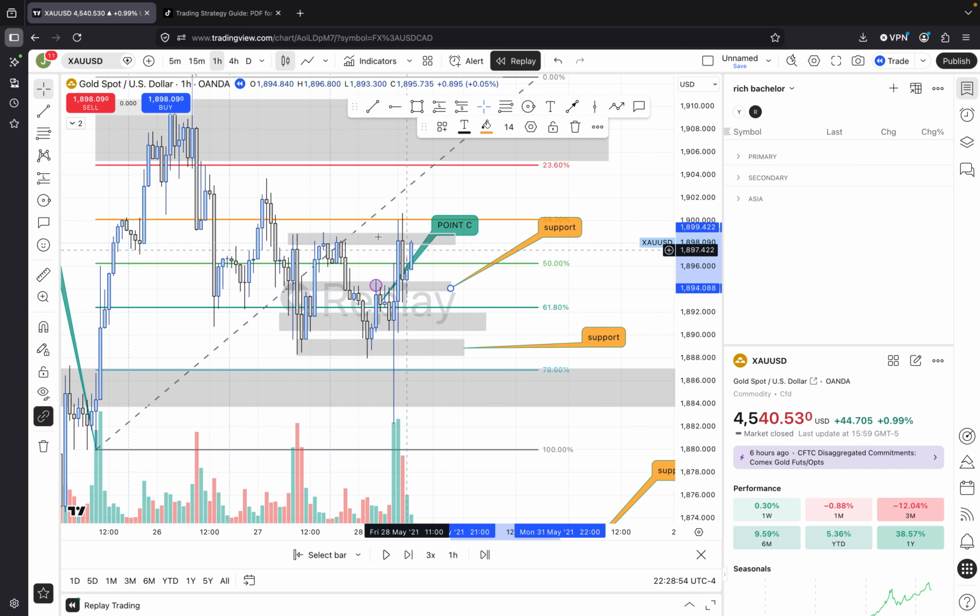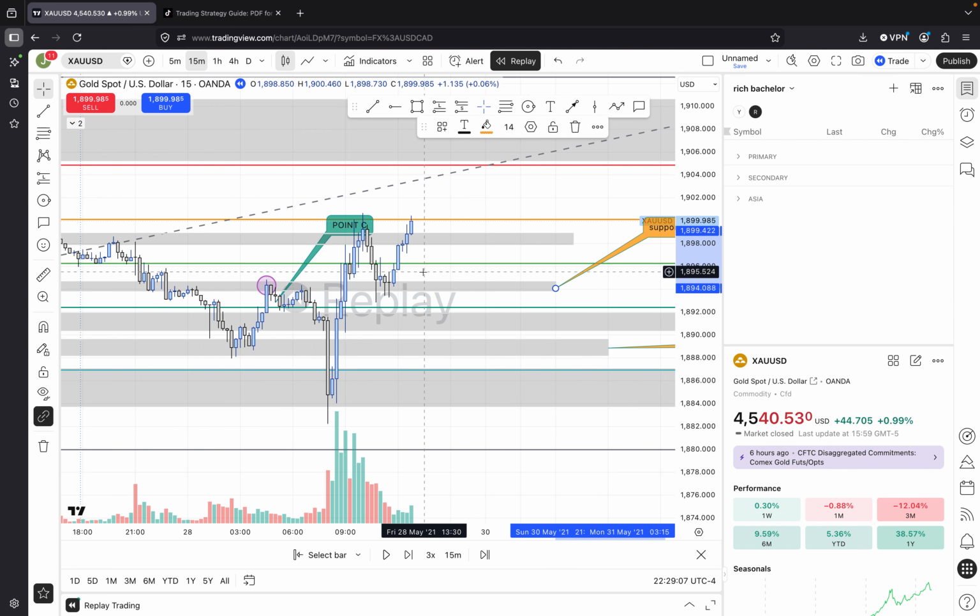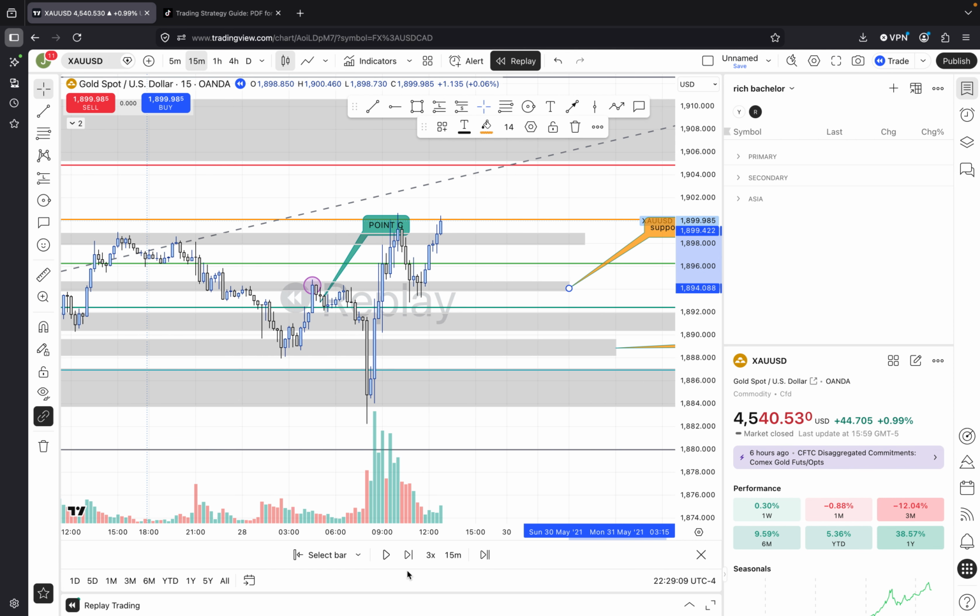Again, this is still not within our resistance. It hasn't broken just yet because it could easily chop back down. So we want to make sure that we get this resistance broken. Cool, resistance broke. All right, so now we can go to our 15-minute and see if we can get a lower high out of it.